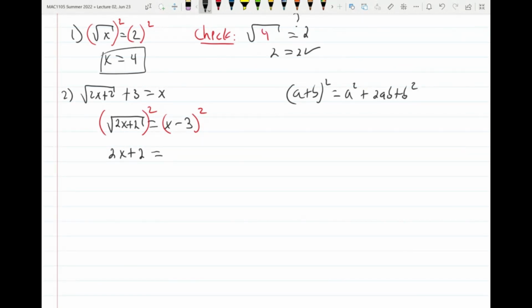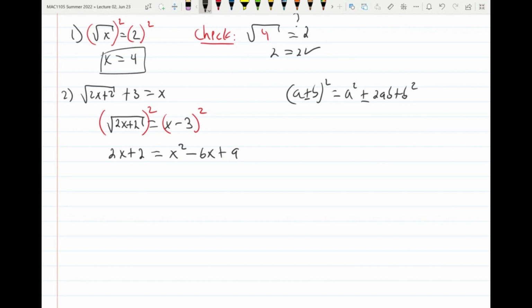X squared minus 6x plus 9. Exactly. So you either write x minus 3 times x minus 3 and distribute, or it's very helpful to remember this little formula. Okay? So it's the first guy squared minus the product of the two times 2, so that would be 6x, so minus 6x plus the last guy squared. If it is a minus here, then you have a minus.